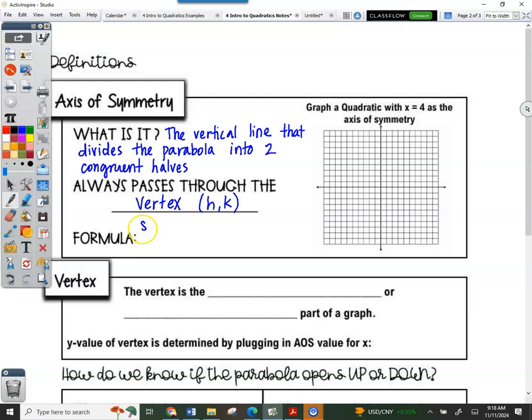If it's in standard form, it's x equals negative b over 2a. Don't worry about what that means right now, just write it. You'll learn what it means when we start practicing it. This paper is to serve as a one-stop shop of all the information you need. When it's in standard form, it's negative b over 2a. But when it's in vertex form, x is simply the h value. x equals h.